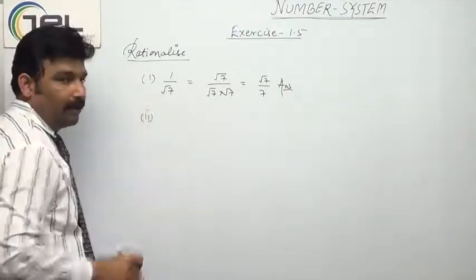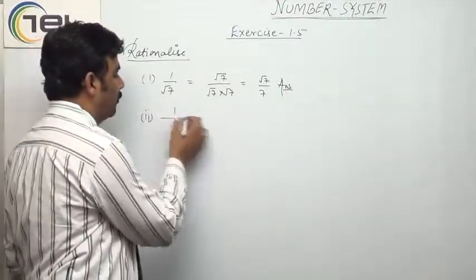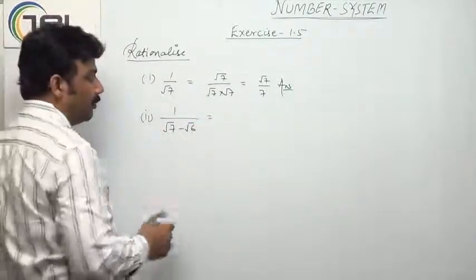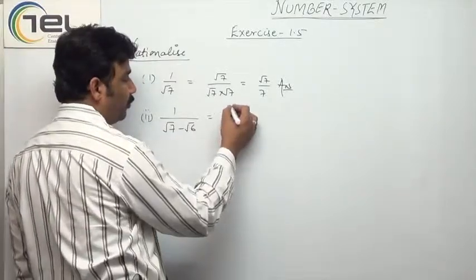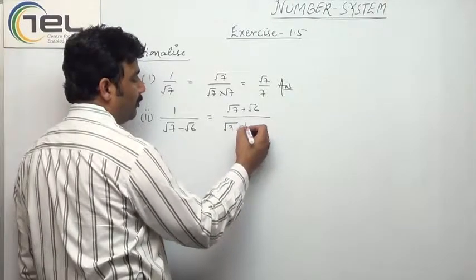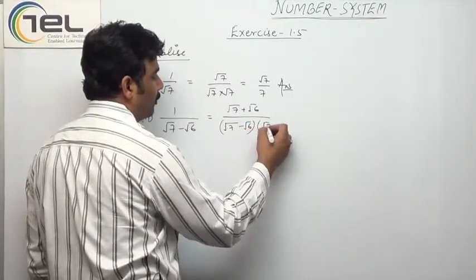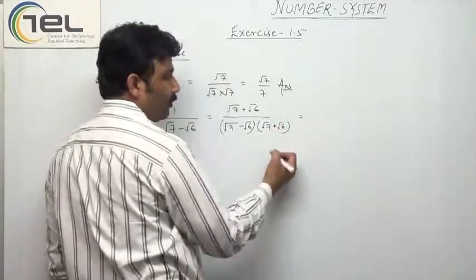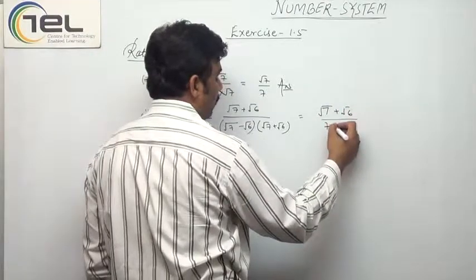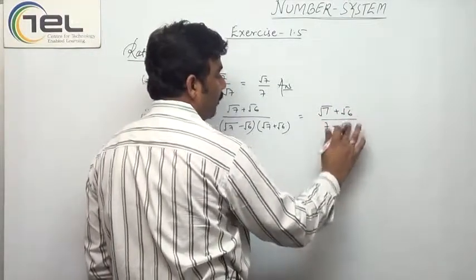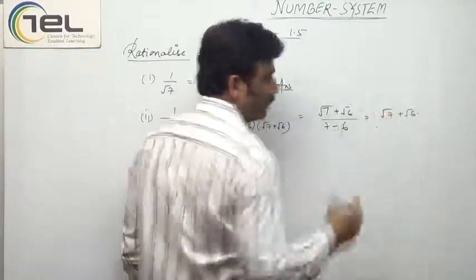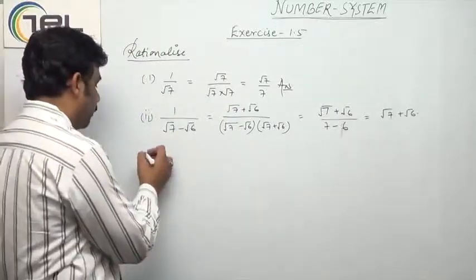Second question, we have 1 upon root 7 minus root 6, and it can be easily shown. We just take the conjugate of this. Multiply by root 7 plus root 6 on top and bottom, root 7 minus root 6 times root 7 plus root 6. So the denominator will be 7 minus 6, and the answer is root 7 plus root 6. Clear?